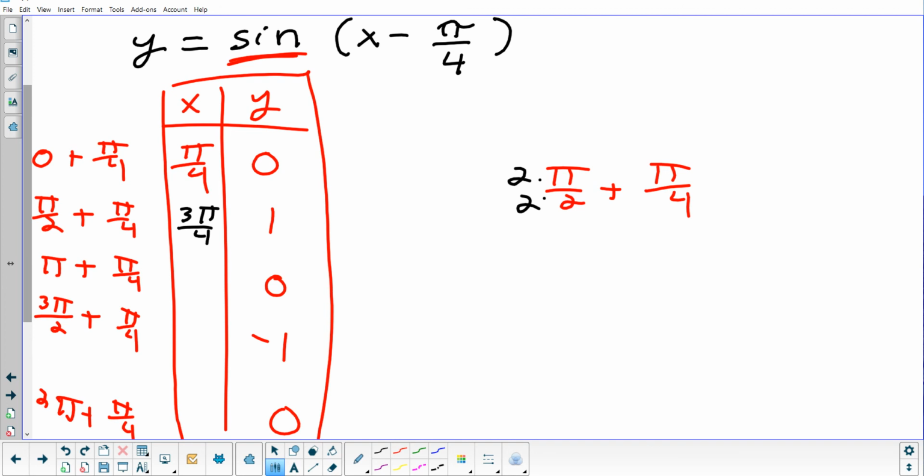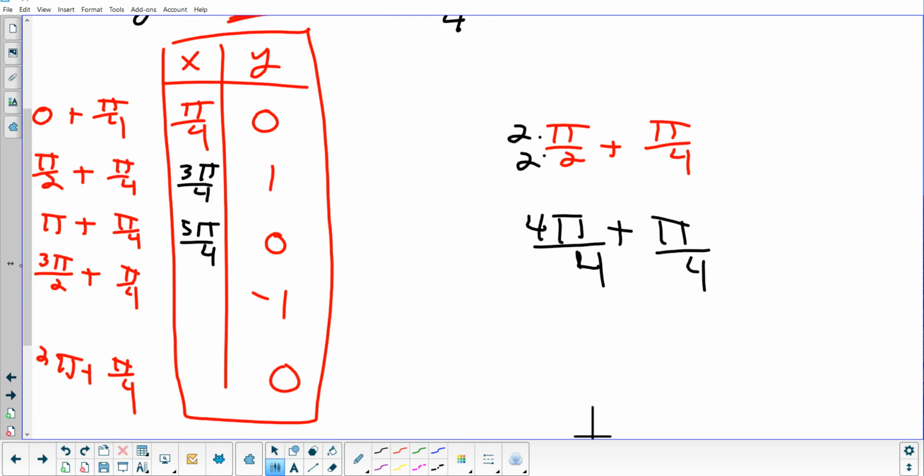Okay, the next one, pi plus pi over 4. What's my common denominator there? 4. Multiply the top and the bottom by 4. And what do you get when you add those two? 1 pi. Yeah, very good. Now you can continue doing this. You can find the common denominator and add them up.